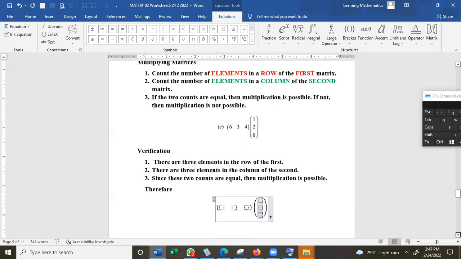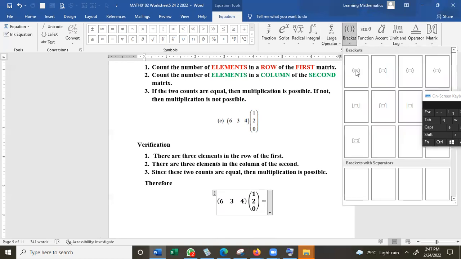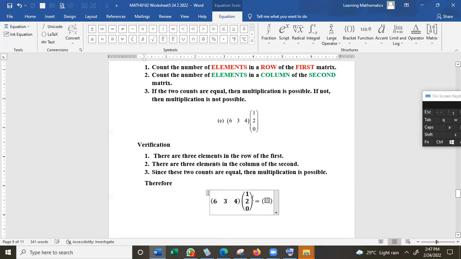So therefore now we have 6, 3, and 4, and then we have 1, 2, and 0, equals. So put our bracket, because bear in mind these are matrices, so you must put a bracket. It's the first times first, that is 6 times 1, the first in the row, first in the column, plus.